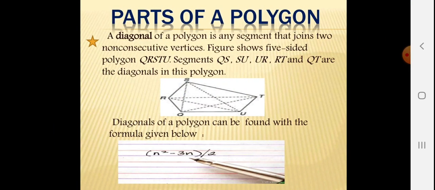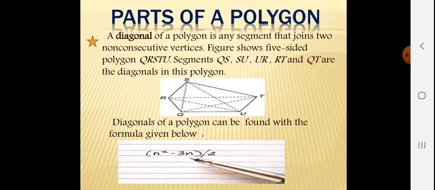Parts of polygon. A diagonal of a polygon is any segment that joins 2 non-consecutive vertices. The figure shows a 5-sided polygon that is called the pentagon, QRSTU. Segments QS, SU, UR, RT and QT are the diagonals in this pentagon. Diagonals of a polygon can be found with the formula n squared minus 3n upon 2. Here n is the number of sides.